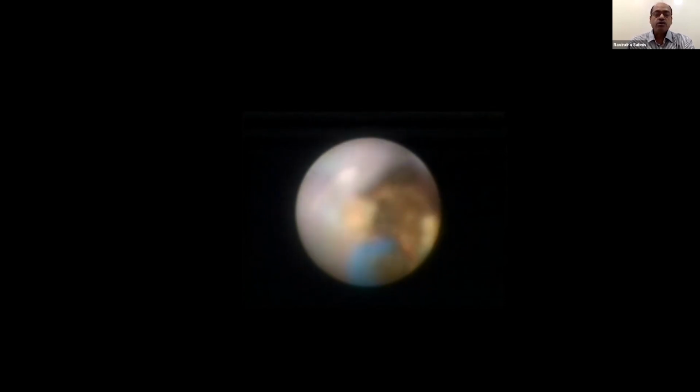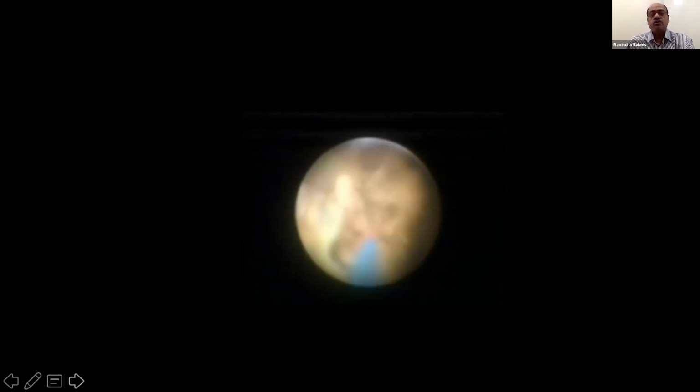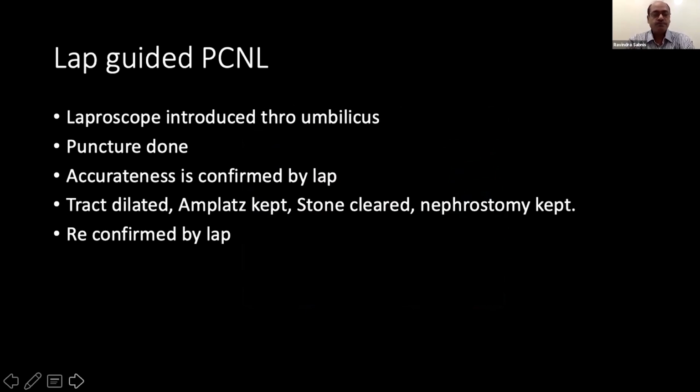Here now you can see that the MicroPuck needle is pushed inside. You can see the stone very well. The picture is quite clear. And with the laser fiber, you break the stone completely. In a MicroPuck, there is no question of retrieval of the fragments. You have to dust the fragments, put a DJ stent, and hope for all the dust to come out.